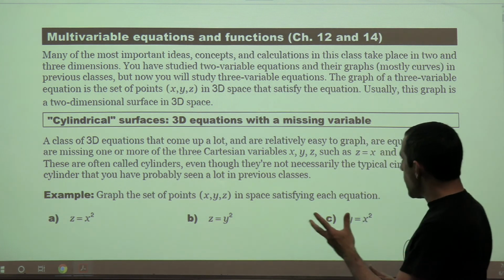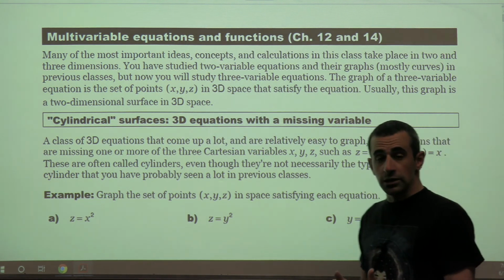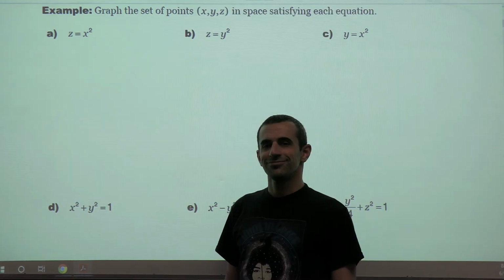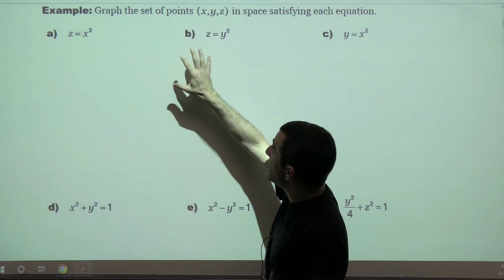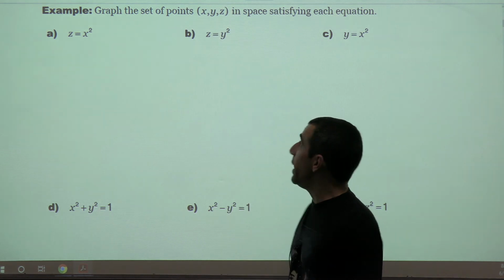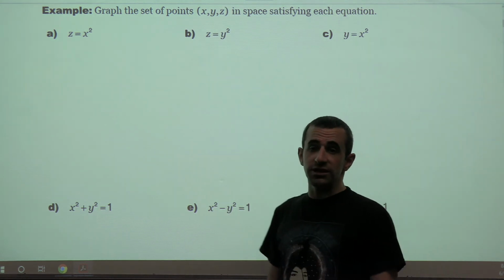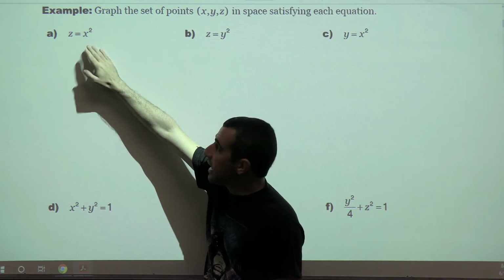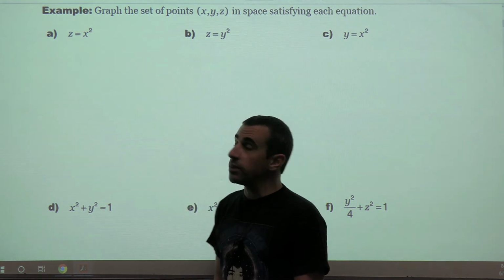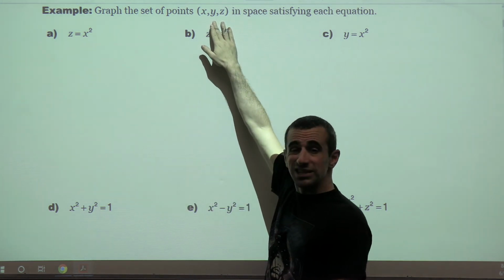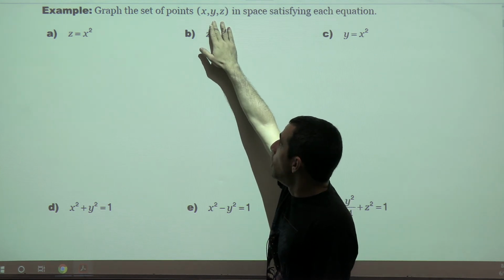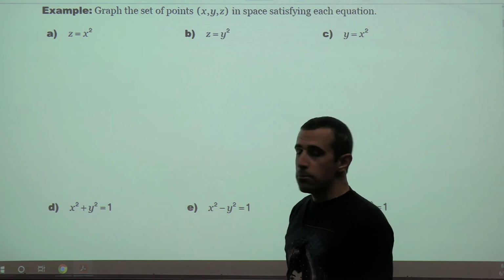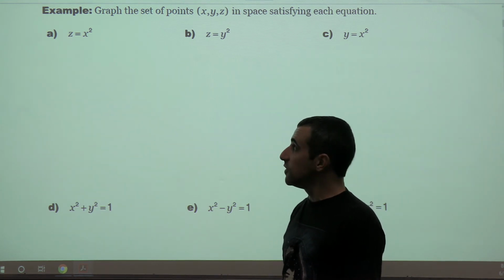So it turns out that equations that are missing a variable are particularly easy to graph, and we're going to look at that next in this example here. In this example, we're asked to graph the set of points x, y, z in 3D space, satisfying each of the given equations. So for the first one, we have the equation z equals x squared. And even though you don't see a y there, from the context of the problem, we're talking about a surface in space. So that missing variable y is actually going to make the surface easier to graph, but nevertheless, we are talking about some surface in space.